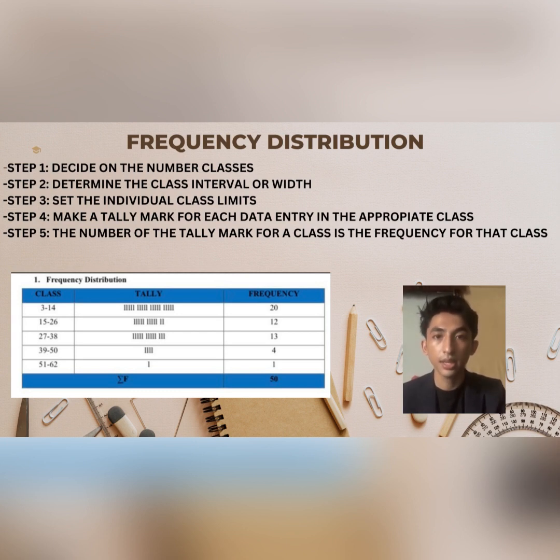Today I want to talk about frequency distribution, which has 5 steps. Step 1, decide the number of classes. Step 2, determine the class interval or width. Step 3, set the individual class limits. Step 4, make a tally mark for each data entry in the appropriate class. Step 5, the number of tally marks for a class is the frequency for that class.